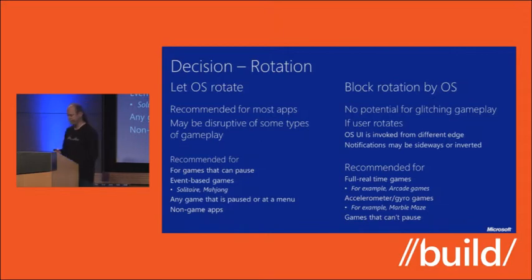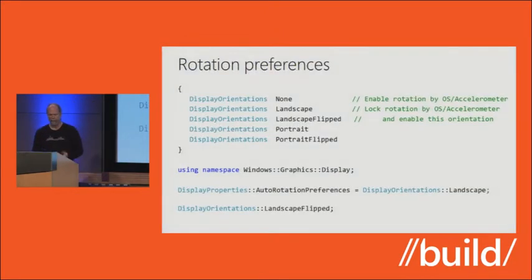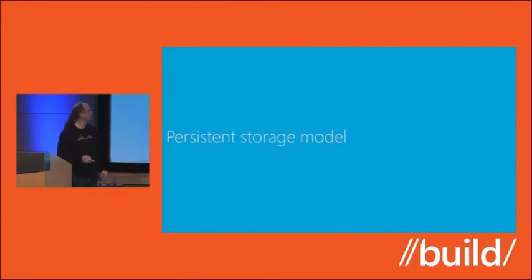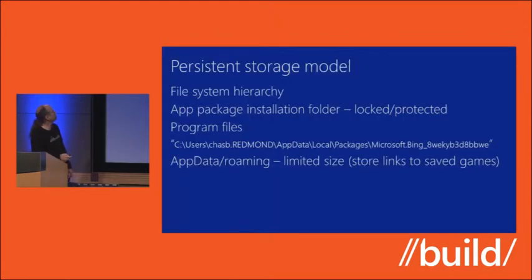Anyway, explicitly block rotation so that the user is not disrupted and they don't lose a life or a ship or some other advantage while the operating system is rotating the display. And this is how you specify your rotation angle that you would like to keep. See, we just basically locked this application into landscape only. Okay, I don't think I'm going to talk about this.